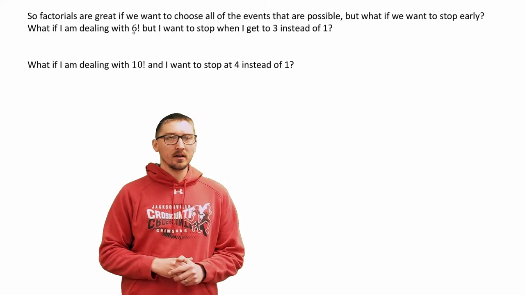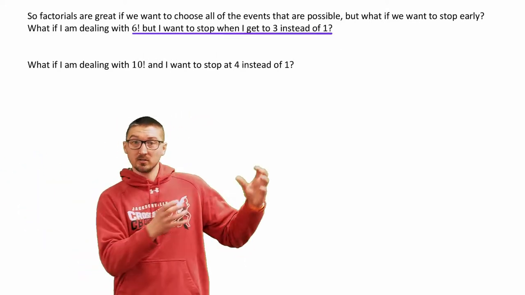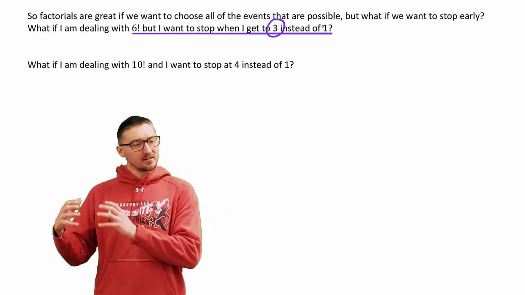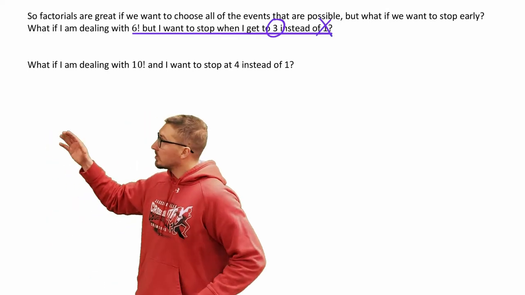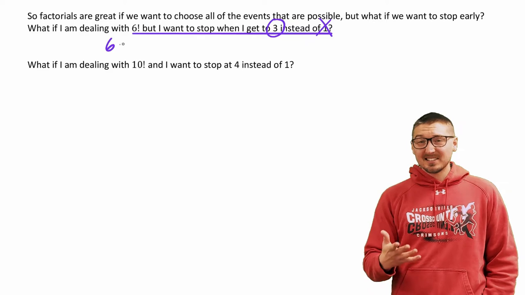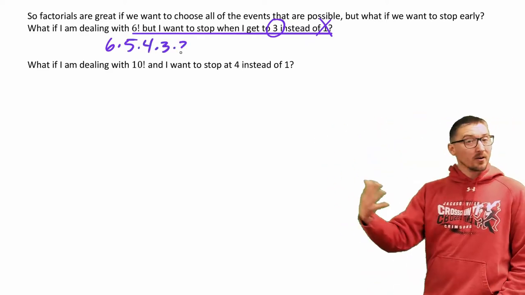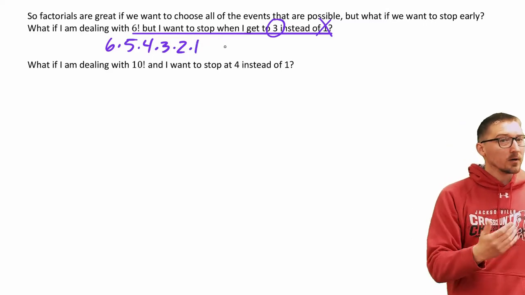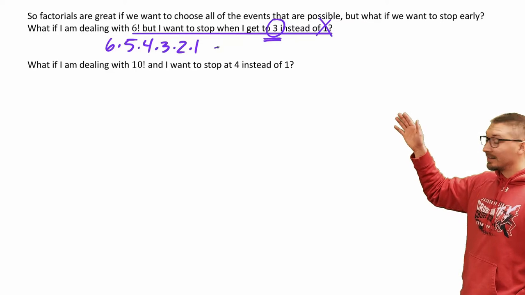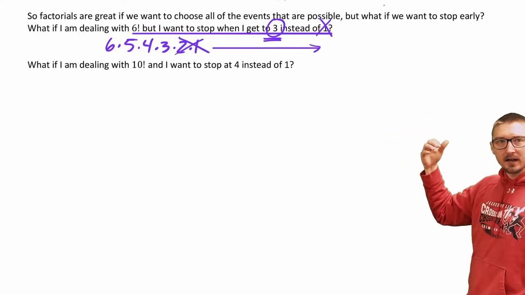And it deals a little bit with dividing. So factorials are a lot of multiplying. You multiply all those options until you get to the end. But if you want to stop early, you need to be dividing by the numbers that you want to snip or cut away. What if I'm dealing with 6 factorial? 6 times 5 times 4 times 3 times 2 times 1. But instead of going all the way down to the end, I wanted to stop when I got to 3 instead of 1. And so the numbers that are needing to be snipped away or pruned would be 2 and 1 at the very, very end.